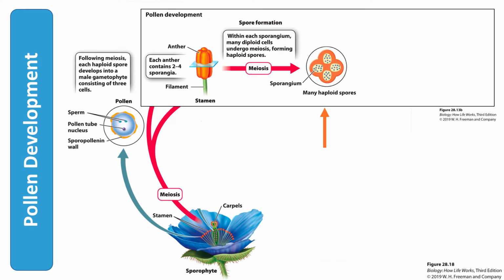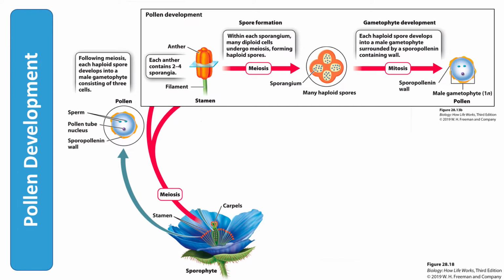We will first focus on the development of the male gametophyte, which takes place in the anther portion of the stamen. There are typically several anthers present in the stamen whorl. Each anther possesses 2 to 4 sporangia, which we can see here in this cross-section. Within each of the sporangium, there are several diploid cells that undergo meiosis to form haploid spores.